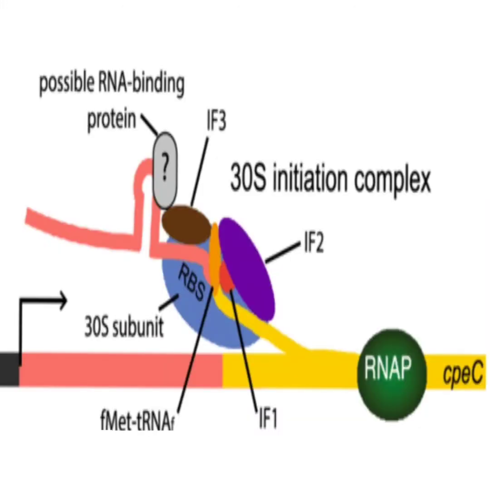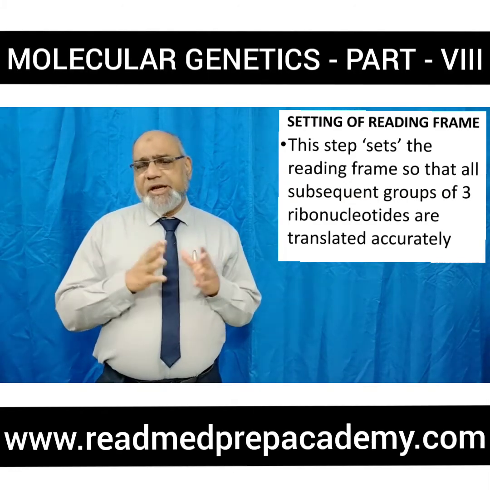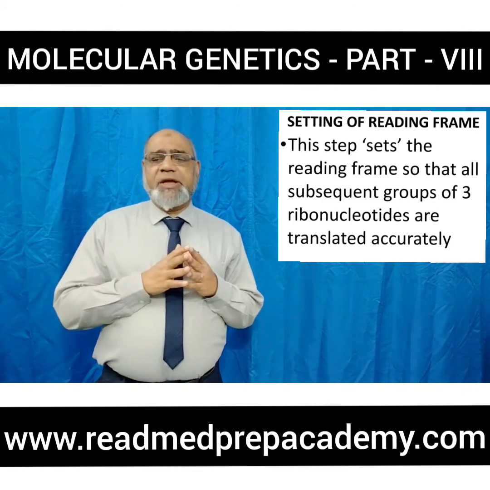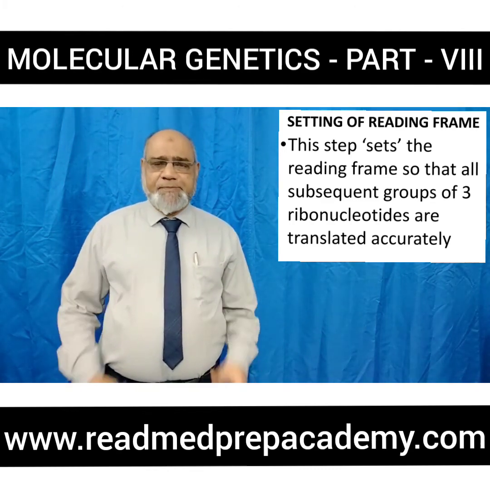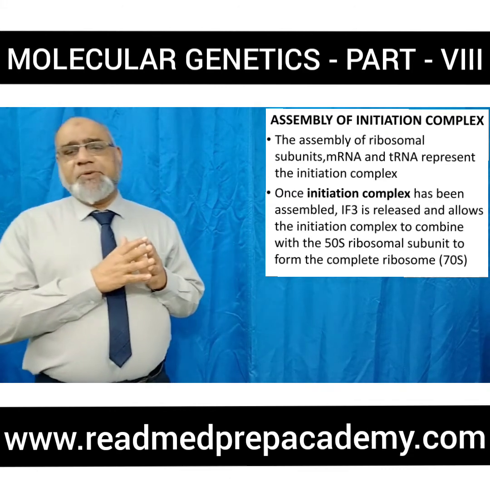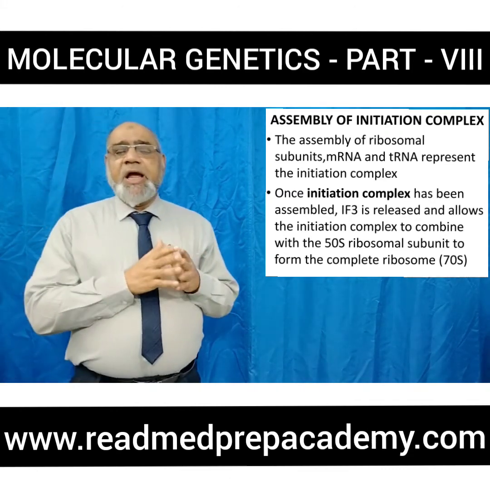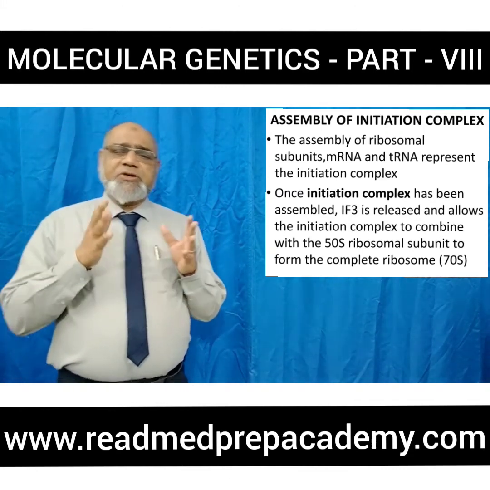Here in this image you can see the initiation complex consisting of the larger subunit of the ribosome and a smaller subunit of the ribosome, having the messenger RNA and the F-methionine charged transfer RNA attached, and the initiation factors 1, 2 and 3. This step sets the reading frame so that all subsequent groups of 3 ribonucleotides are translated accurately. The assembly of the ribosomal subunits, the messenger RNA and the transfer RNA represents the initiation complex.